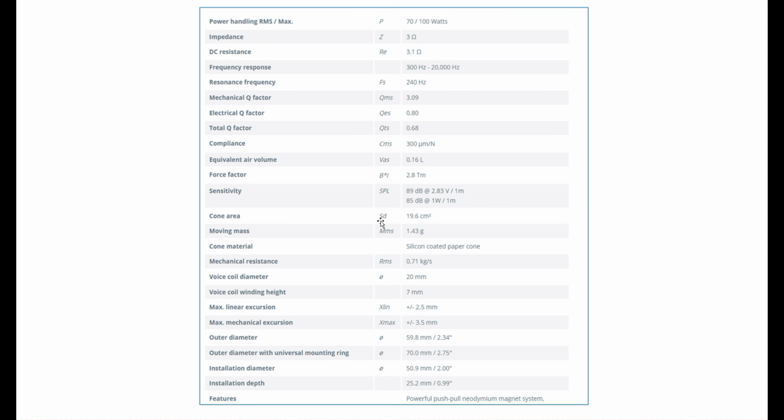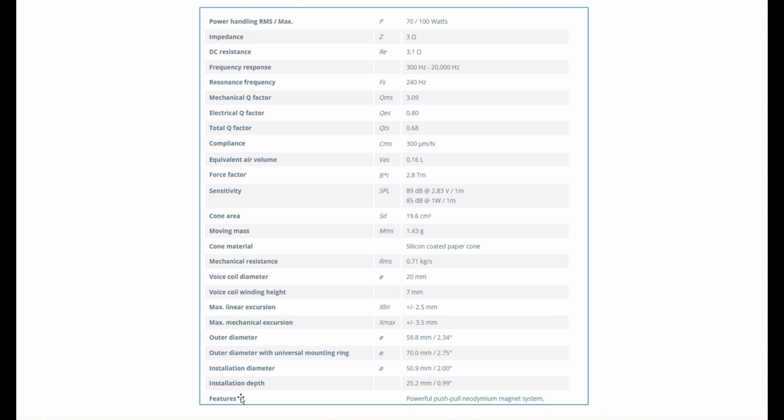Then we have cone area, SD, so the actual effective cone area that actually makes the noise, which is different to its nominal cone area being a 3.5 inch or 6.5 inch or something. The weight of the moving mass, so the cone, the suspension, the voice coil. Then there's a little bit of stuff here about the mechanical resistance. So this is the amount of resistance caused by friction and flexing of the spider and the surround. Then we've got things about the voice coil, its diameter, the winding, how high the voice coil is.